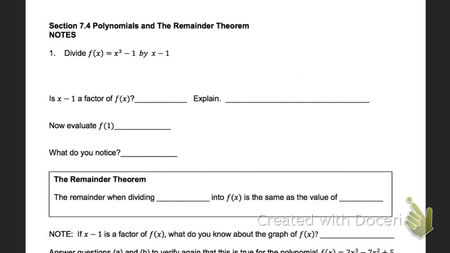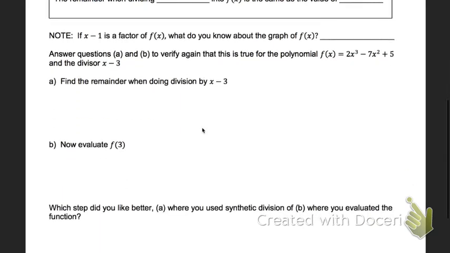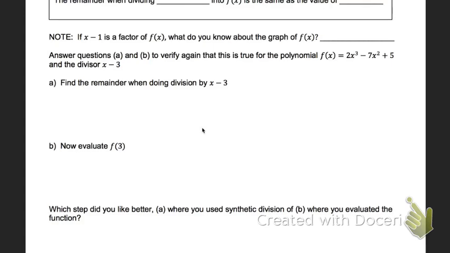Okay, so if x minus 1 is a factor, what do you know about the graph? What does that tell us about what the graph looks like if it is a factor? It'd be on x equals 1. So when we graphed in 7.2, all of them were in parentheses, those were the factors, right? So what did we do at that graph? So it's going to have a 0 at positive 1. Yes, so that means that it would be an x-intercept at x equals 1.